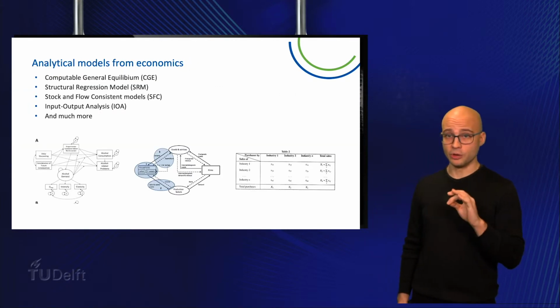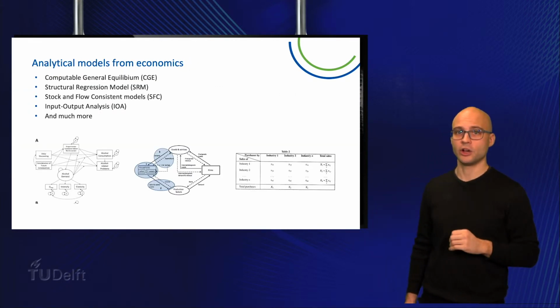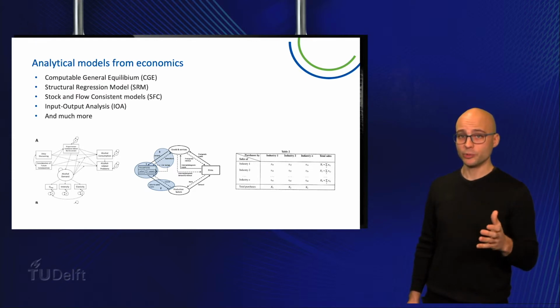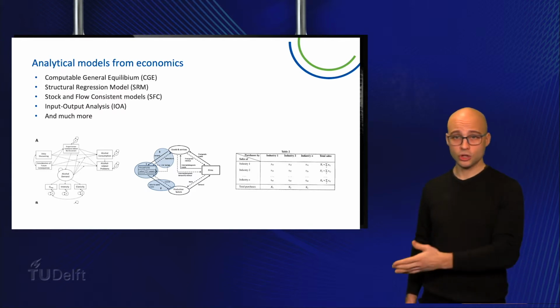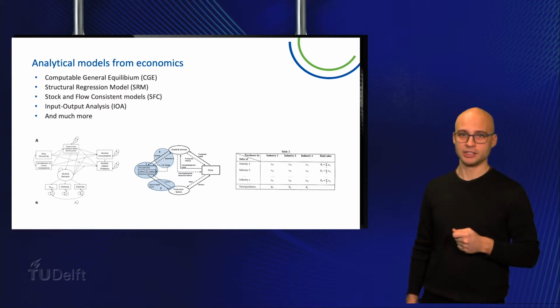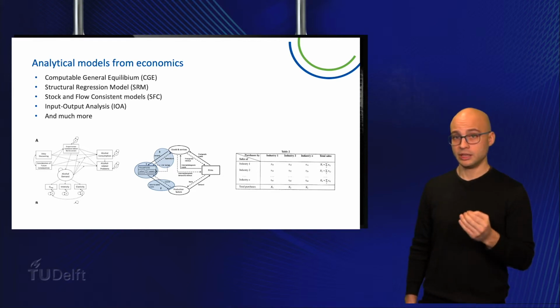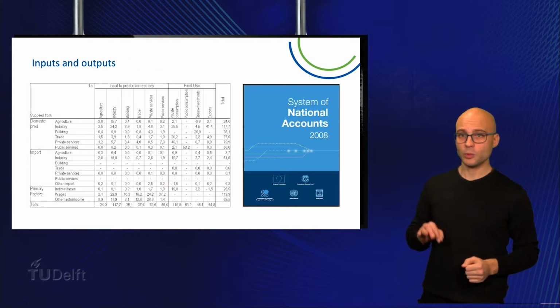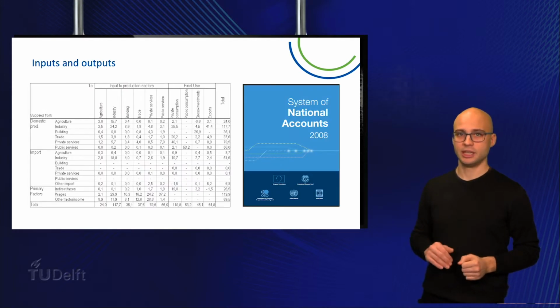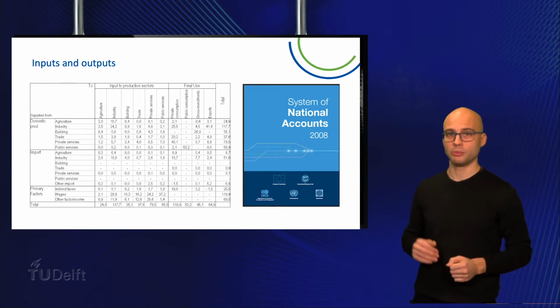There are various economic models and tools to analyze the economy and create scenarios. In particular, we have computable general equilibrium models, regression models, stock and flow models, and input-output analysis, which are some of these instruments, but there are many more. Every one of them has, of course, weaknesses and strengths that make them more suitable for different types of analysis. In this video, we will discuss input-output analysis. In particular, we describe a version of this system called environmental input-output analysis.